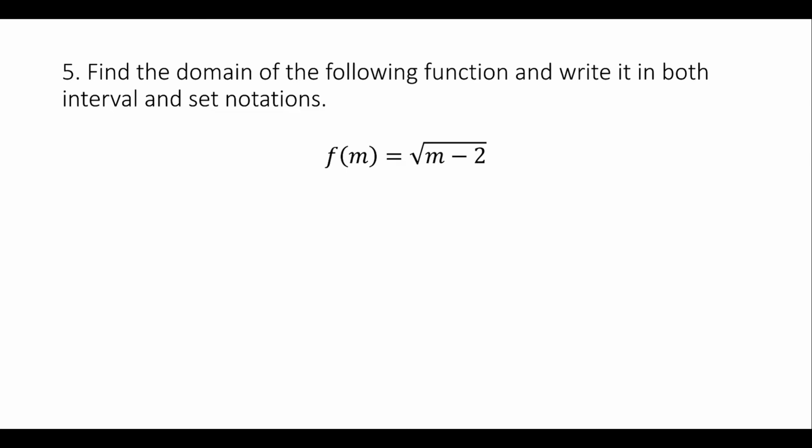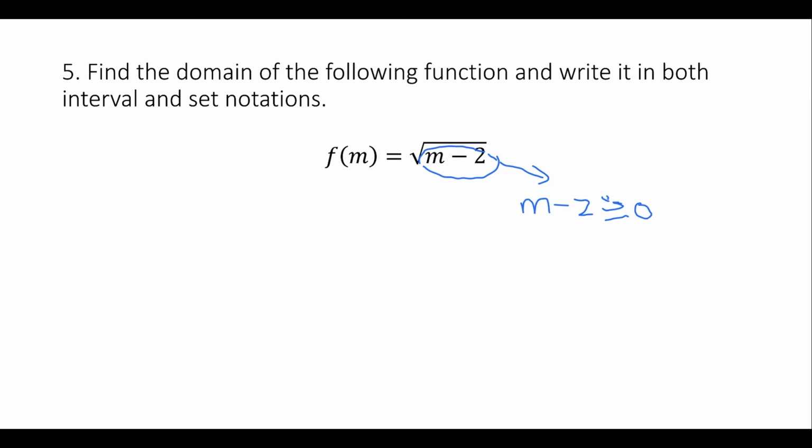So the easiest way to calculate what m's we are allowed to use is, anytime you have a radical equation, take whatever's underneath the radical, in this case it's m minus 2, and set it as greater than or equal to 0.